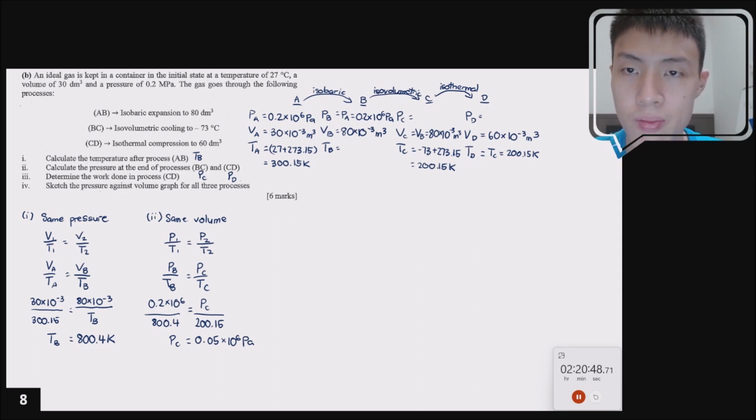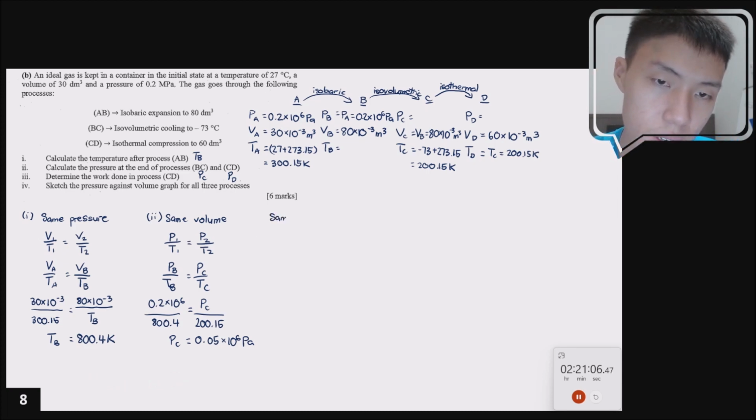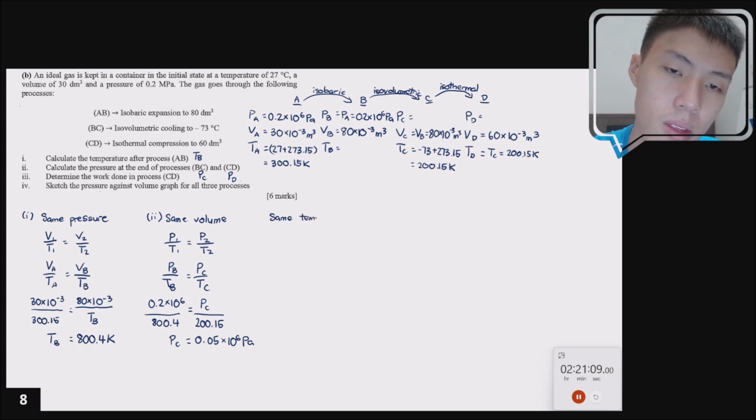To find PD, you compare the process between state C and state D. State C and state D are at constant temperature. At constant temperature, P1 V1 equals P2 V2, right? That one I'm sure is Boyle's law. So same temperature, P1 V1 equals P2 V2. This one will be comparing C and D, so PC VC equals PD VD.